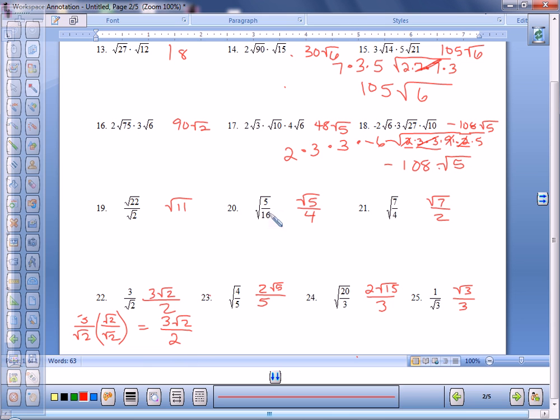Okay? Can you go over number 20? Number 20. All right. This whole fraction is under the radical, and we can go back and forth with this. This means the same thing as this. I went straight to the answer. We're not there yet. Okay. So I don't know the square root of 5, but I do know the square root of 16, which is 4.